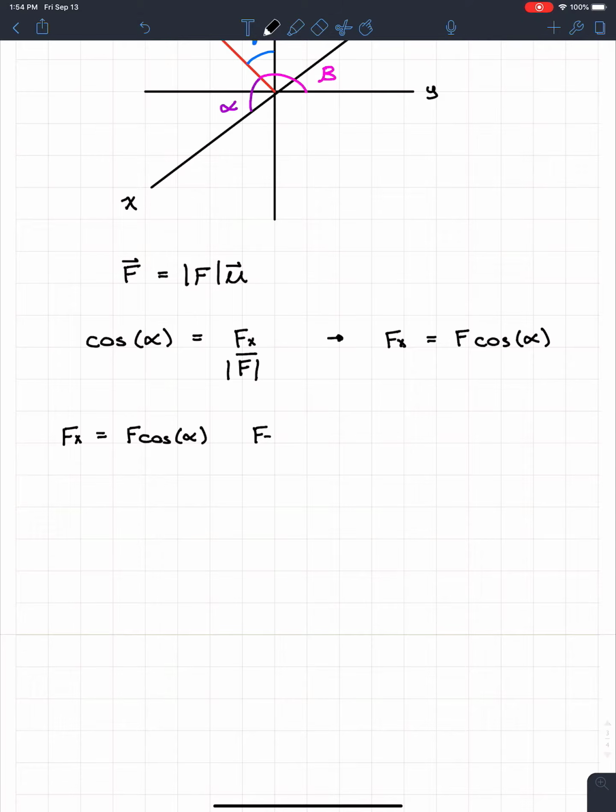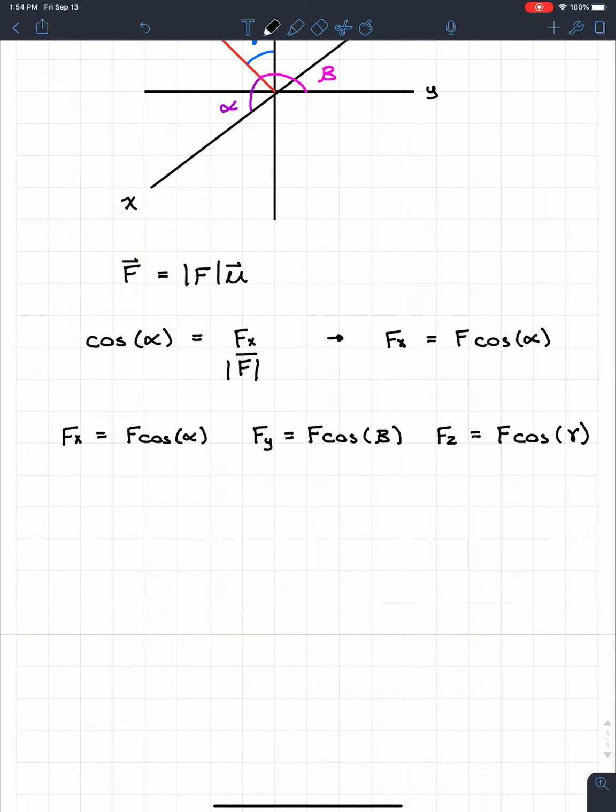Fy is equal to F times cosine of beta. That's not F2, sorry, that's Fy. So our Fy is going to be equal to F times cosine of beta. And Fz is going to be equal to F times the cosine of gamma.